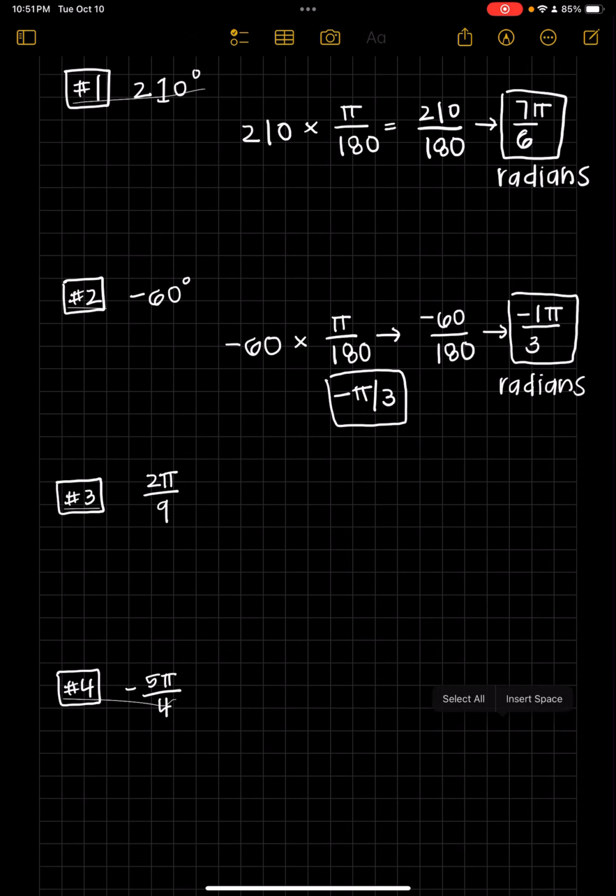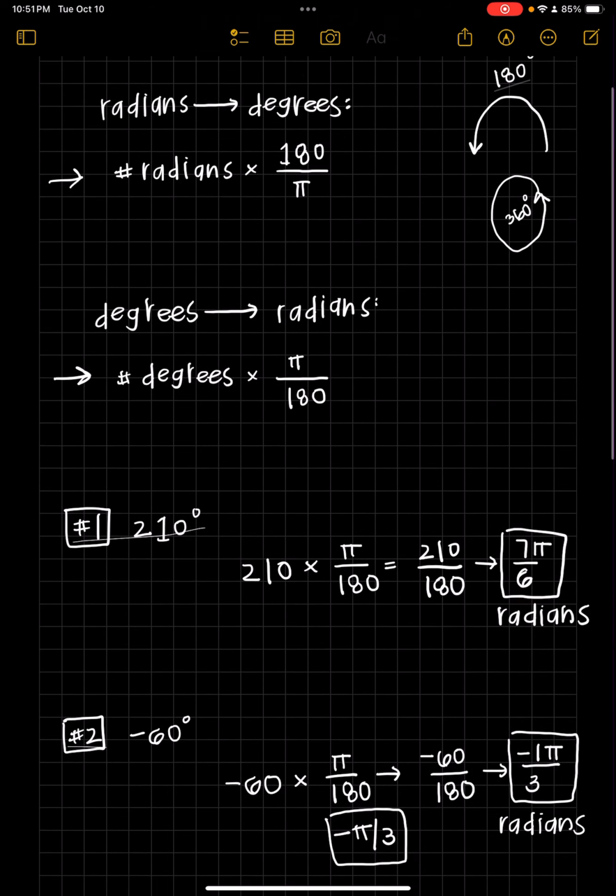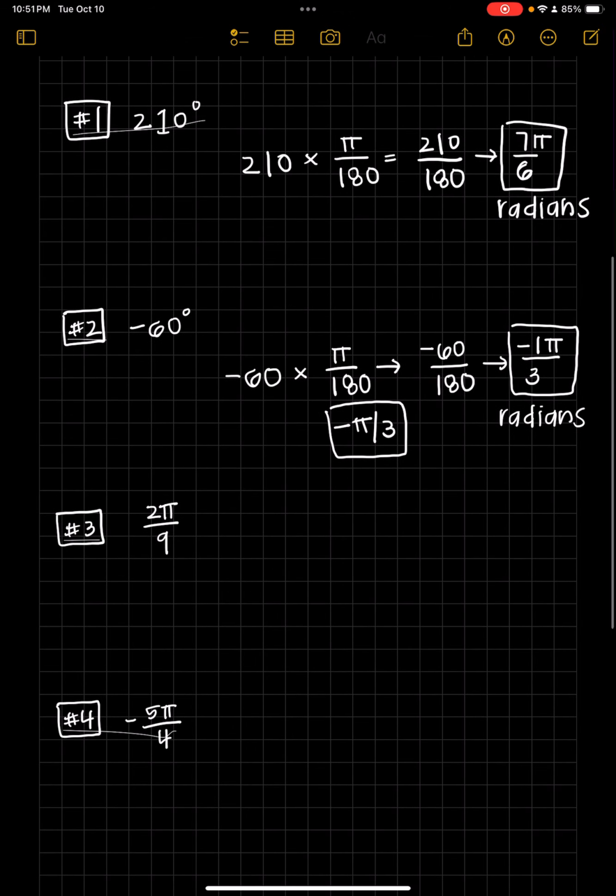All right, so questions 3 and 4 are converting radians to degrees. Let's go back up here and look at that equation. To go from radians to degrees, that's my top equation: you would do the number of radians times 180 over pi. So I'm going to take this 2 pi ninths, which is in radians, and multiply it by 180 over pi.